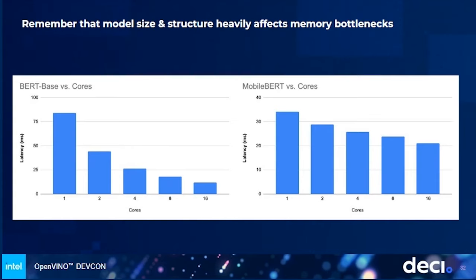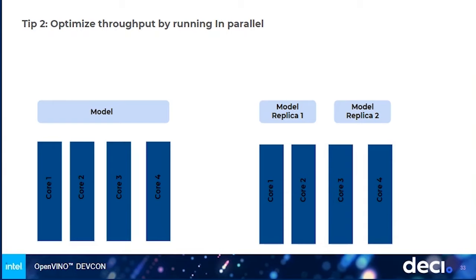And our second last tip is, if you want to optimize throughput instead of latency, we highly suggest optimizing throughput by running in parallel. What we mean is, instead of, for instance, using one model on 8 cores, replicate the model: 2 models, 4 cores each. In this case, you can get much better results with parallelism, and you get better CPU utilization.